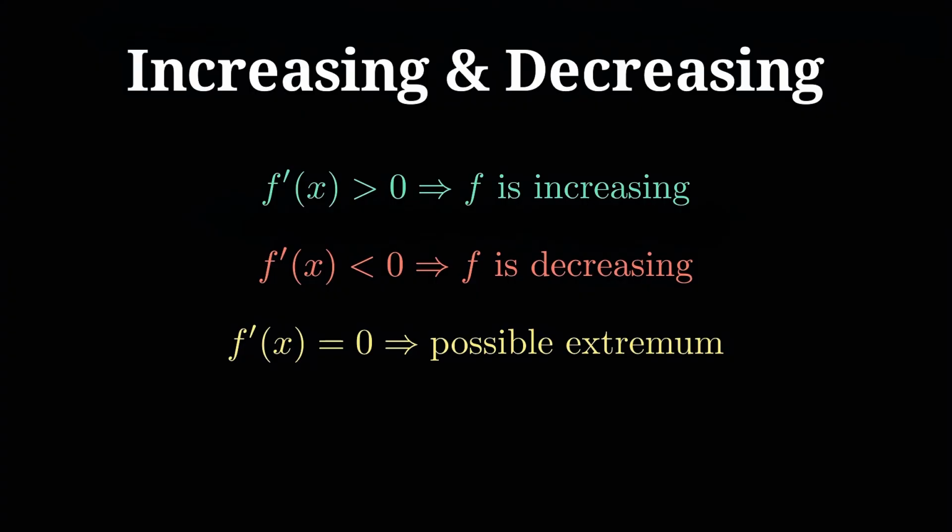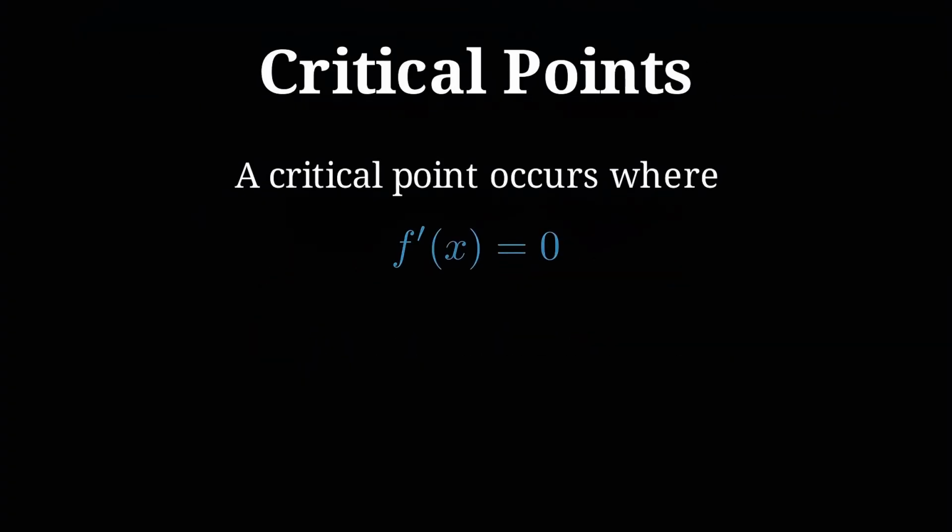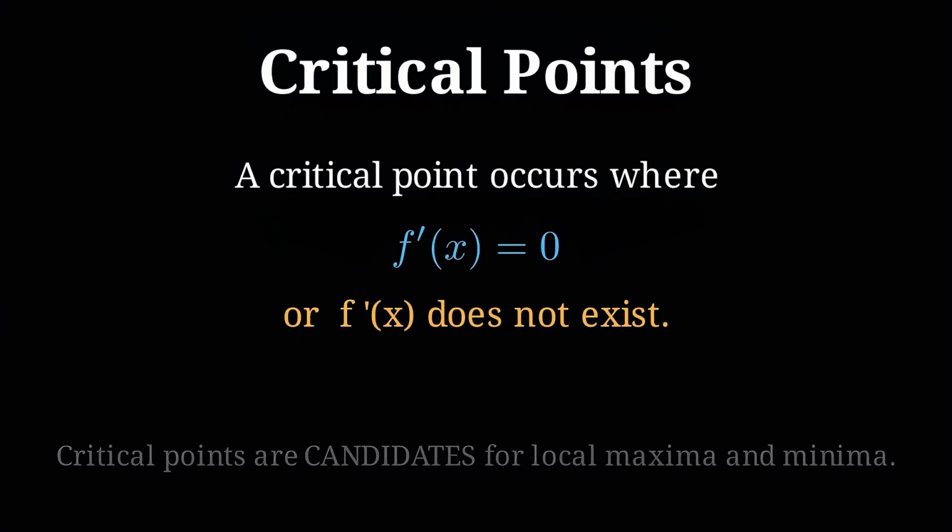A critical point is any x value where f prime of x equals 0, or where f prime of x does not exist, but f itself is defined. Critical points are the only places where a local maximum or minimum can occur. Finding them is always the first step in optimization problems. Set f prime equal to 0 and solve. Also check any x values where the derivative is undefined. Every critical point is a candidate for an extremum, but you need a test to confirm.